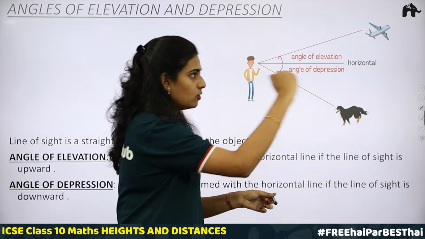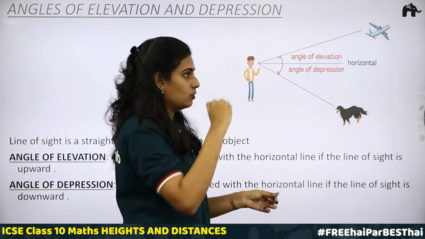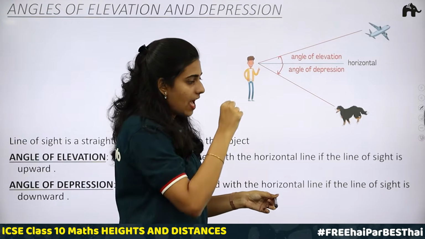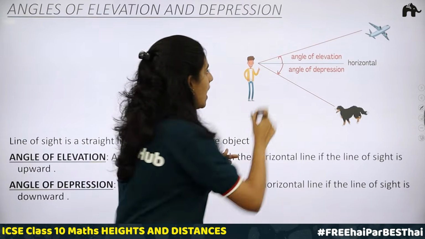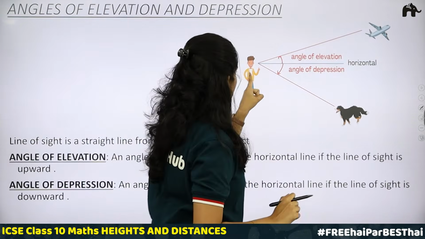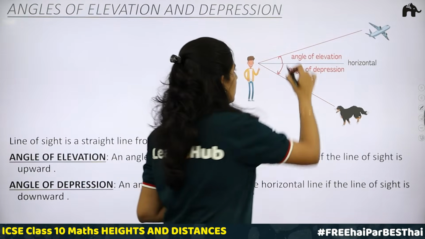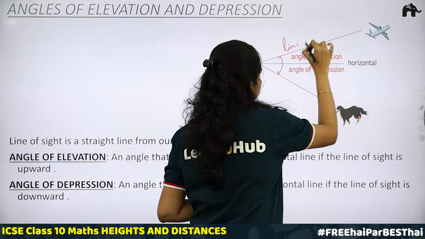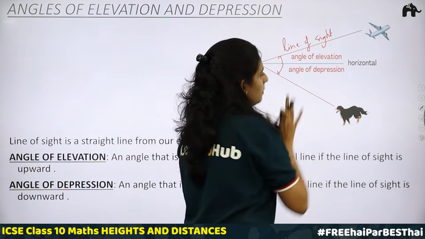Now, if the same pen is taken to this position, I am holding the pen down. This is my horizontal line. To see the pen, what will I have to do? I will have to bend downwards. So, I am bending. The angle that I made is called the angle of depression. And the straight line from the object to the person is called the line of sight.